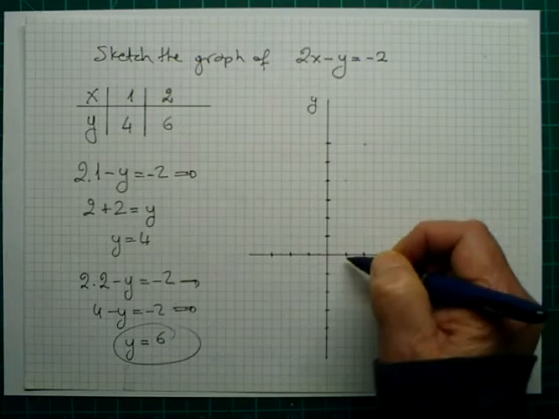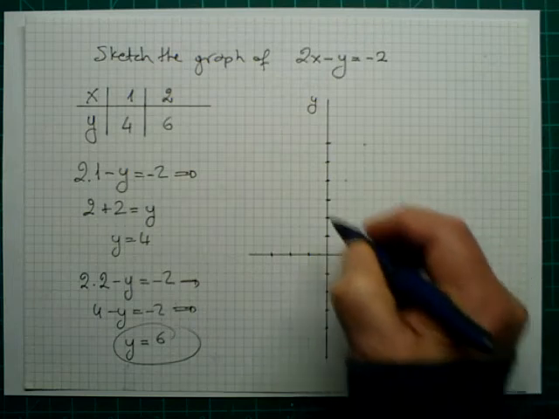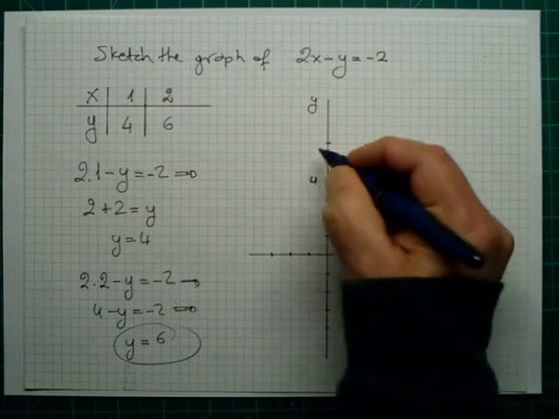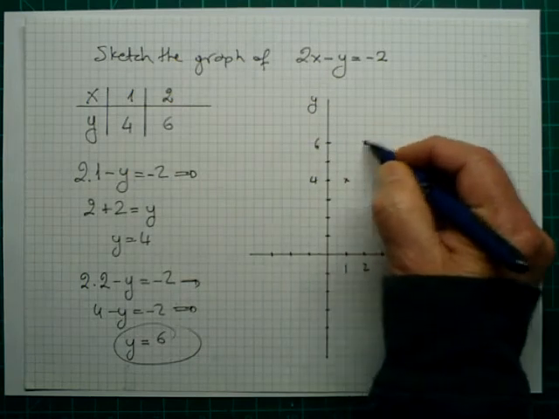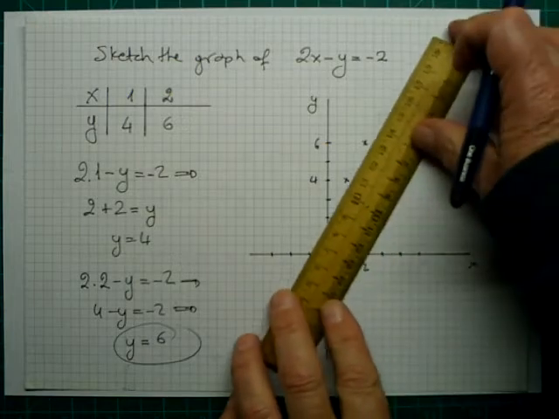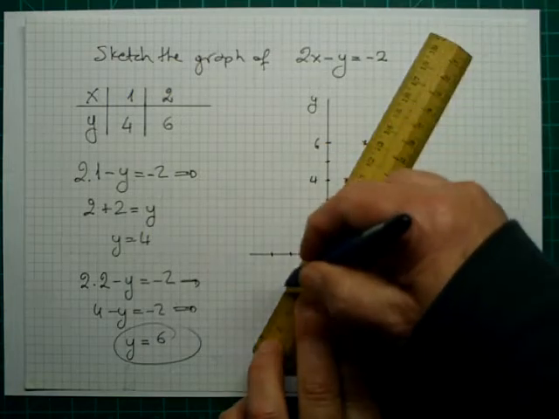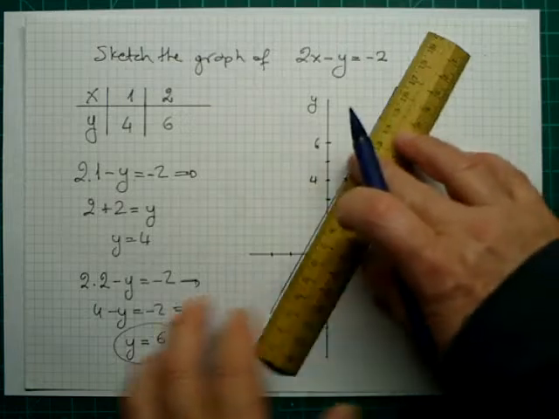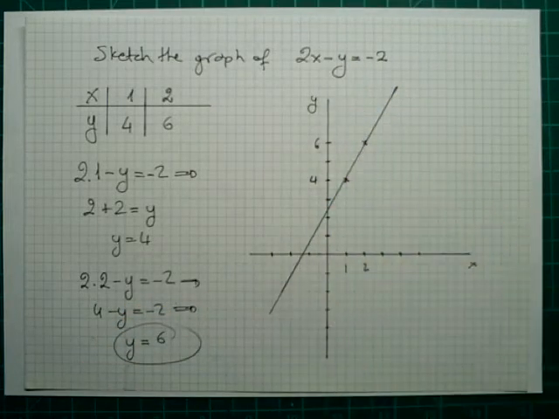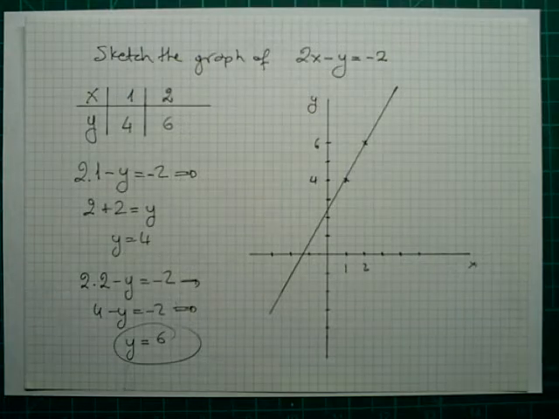This is the first point, 1, 4, and the second one is 2, 6. And then using a ruler we can sketch our line here. This is our line and this is its equation. Well, what about the intercepts?